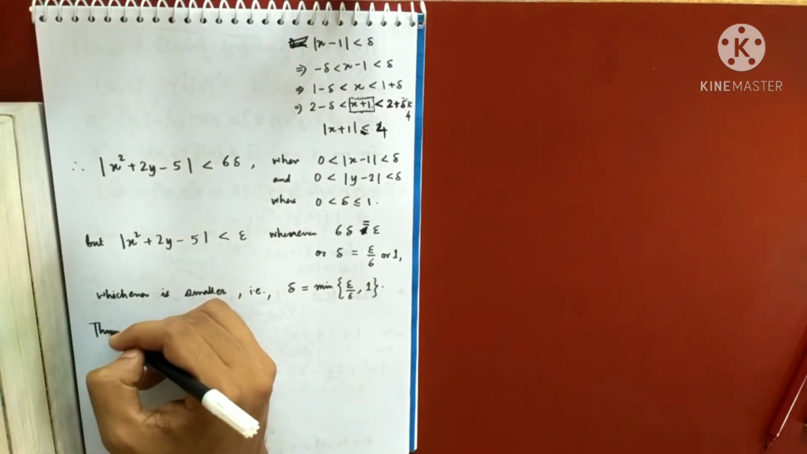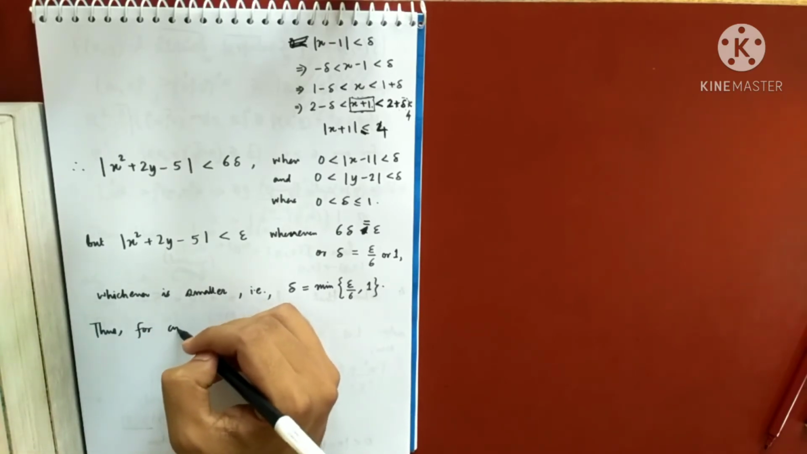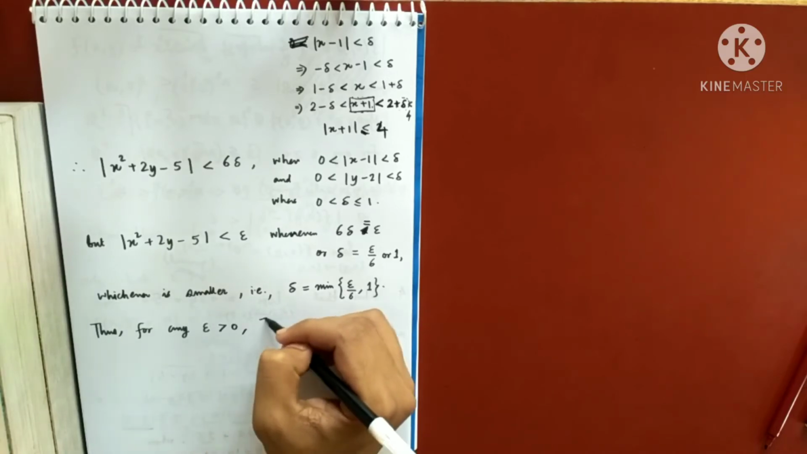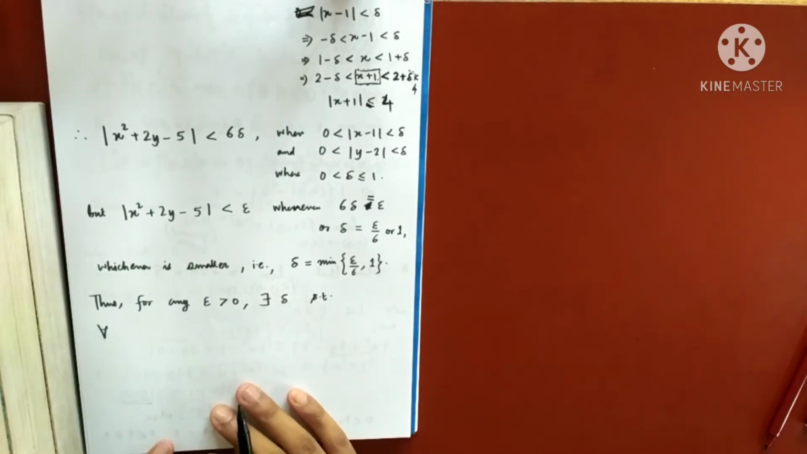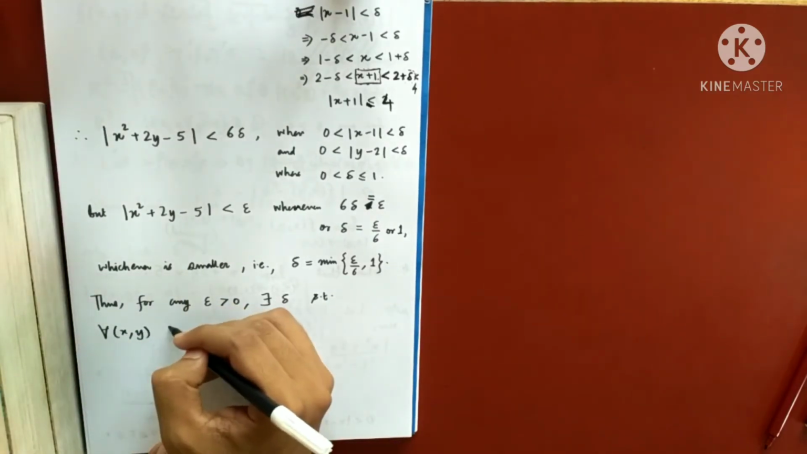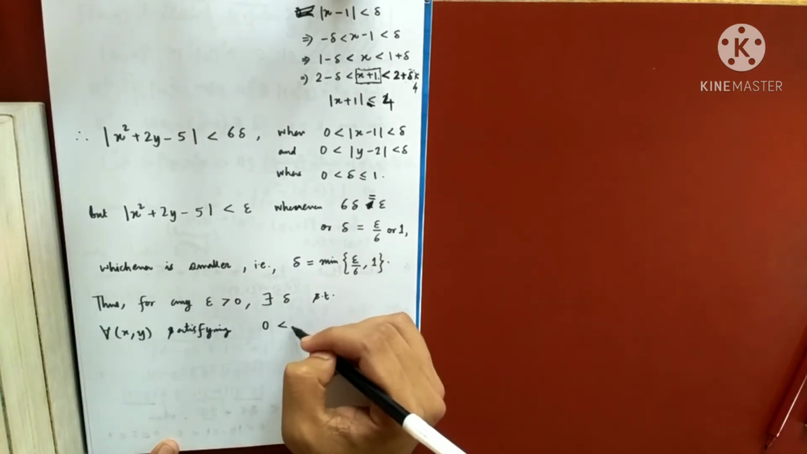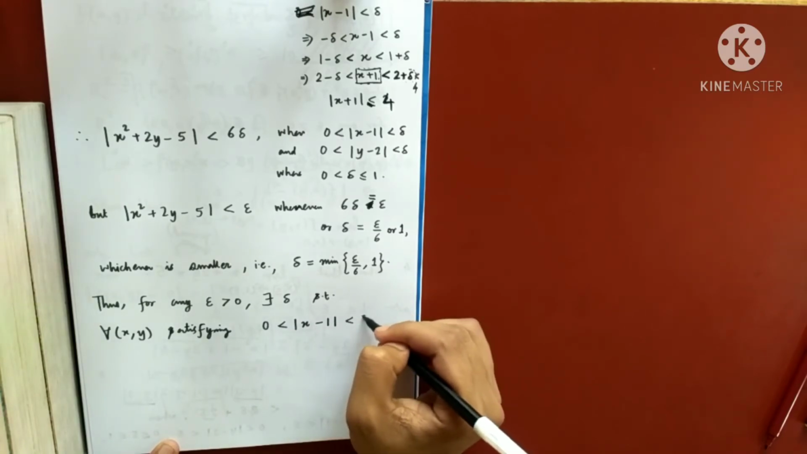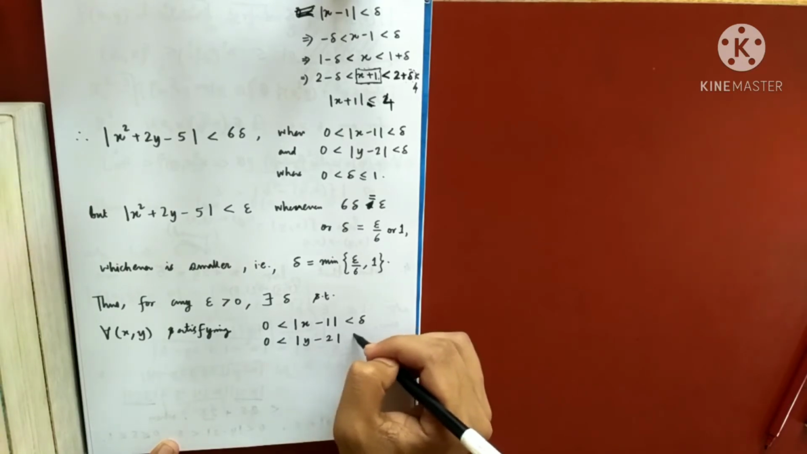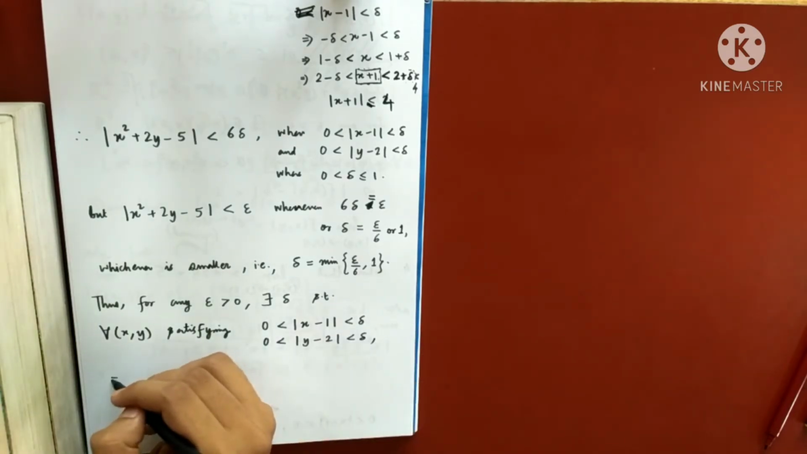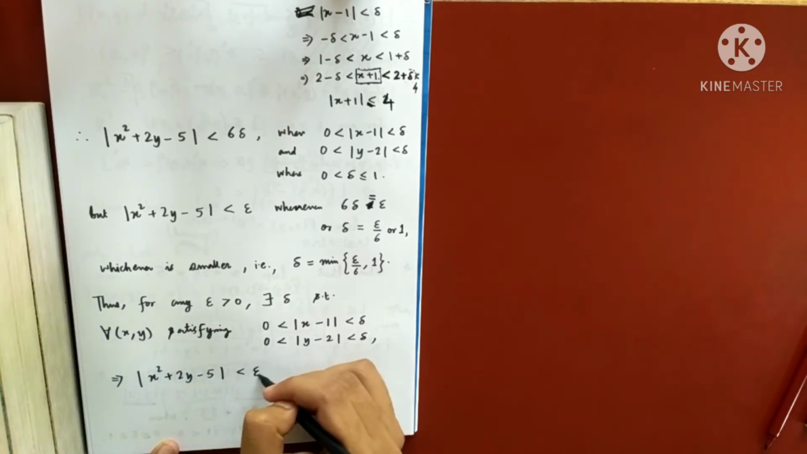Thus, for any epsilon greater than 0, there exists a delta such that for all x comma y satisfying this condition, I have this time got the deleted square neighborhood. Satisfying this implies modulus of x square plus 2y minus 5 is less than epsilon.